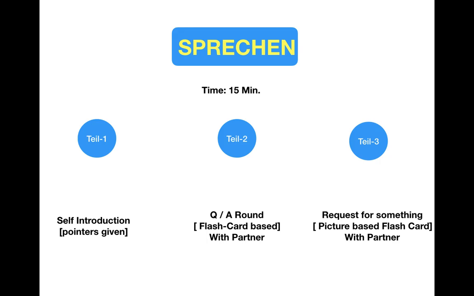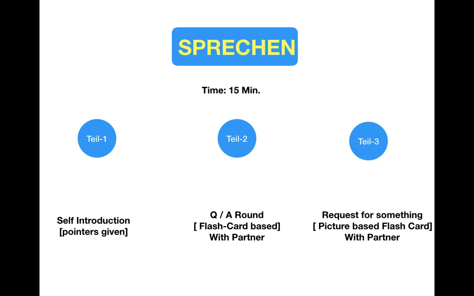So very simple, but ensure that you don't do rote learning. In this Teil 1, normally students mug up. Don't try to mug up, because the invigilator will recognize immediately that you have just mugged up. So just maintain eye contact, and with full confidence speak very slowly and correctly.